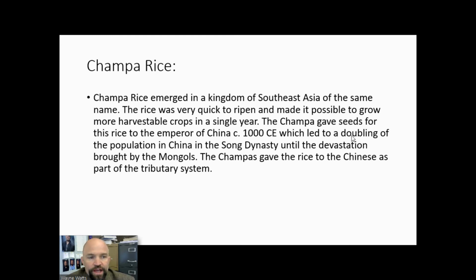It led to a doubling of the population of China during the Song Dynasty until the total devastation that was brought about by the Mongols. The Champas gave the rice to the Chinese as part of that tribute system.